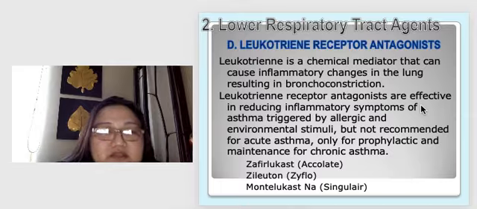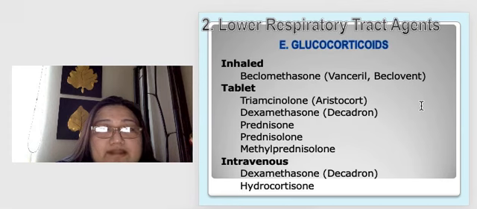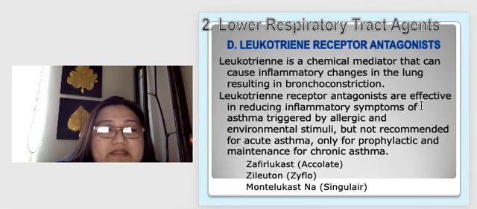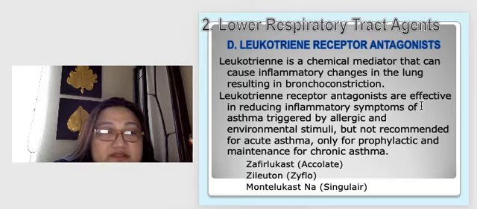Zafirlukast, Zileuton, and Montelukast are examples of leukotriene receptor antagonists. Okay? Now, it's important because maaari siyang gamiting maintenance drug. Importante na i-check ang liver function tests. And also, it is best given on an empty stomach.